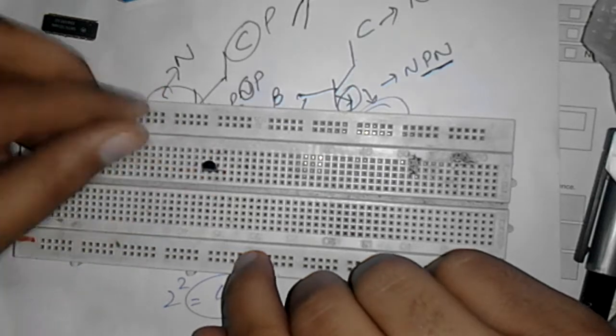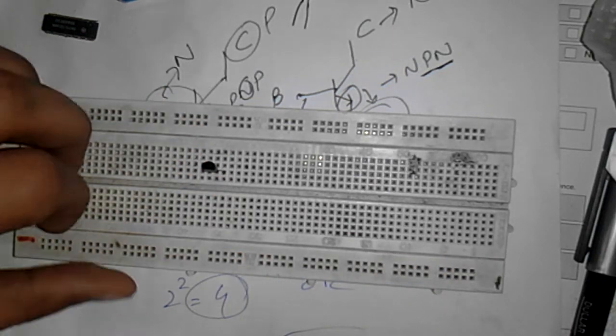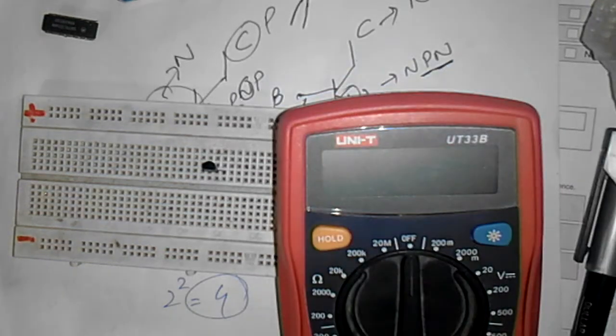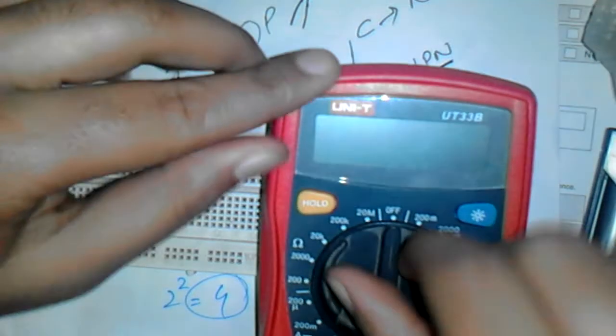So this is a 2M390 transistor. I'm going to test whether it is NPN or PNP. The first step is we have to take a multimeter. This multimeter has two leads, positive and negative.